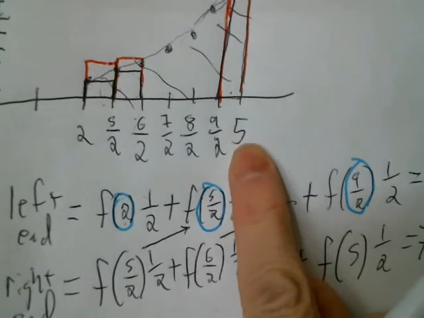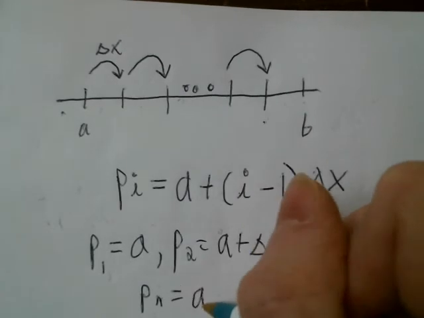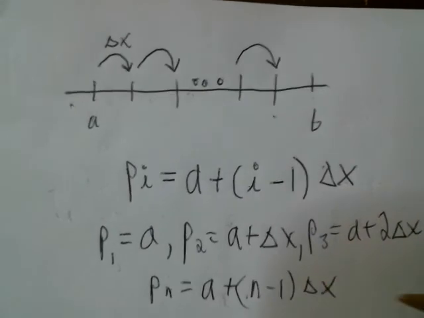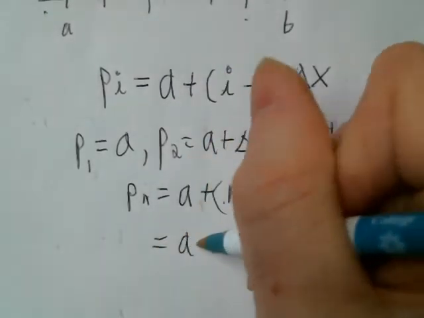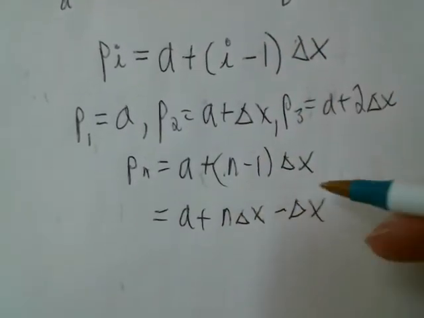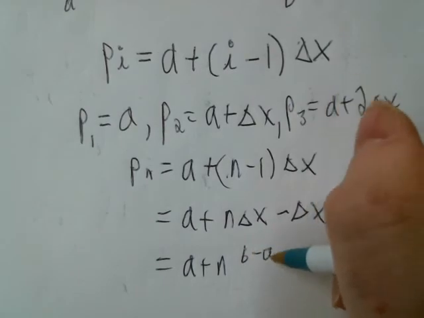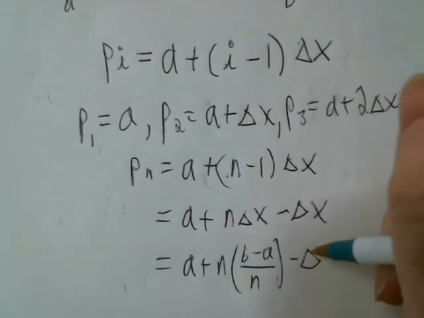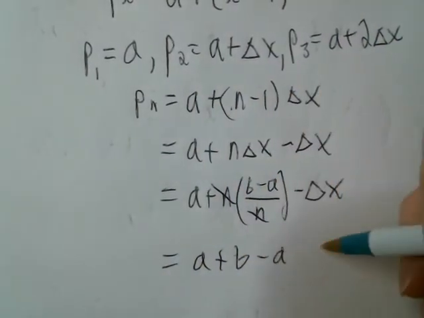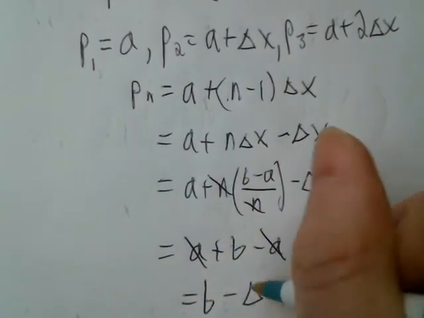You don't end at 5, you end at the number right before it, 9/2. So we don't want to end at b, we want to end at the one right before it. So let's see if we got that. Well, a plus n minus 1 times change in x. And what is that? Well, that's a plus n times change in x minus change in x. What is n? What is change in x? Well, change in x is defined to be b minus a all over n, and then minus change in x. And then these cancel, so I'll have a plus b minus a minus change in x. And then the a's cancel, and you're left with b minus change in x.